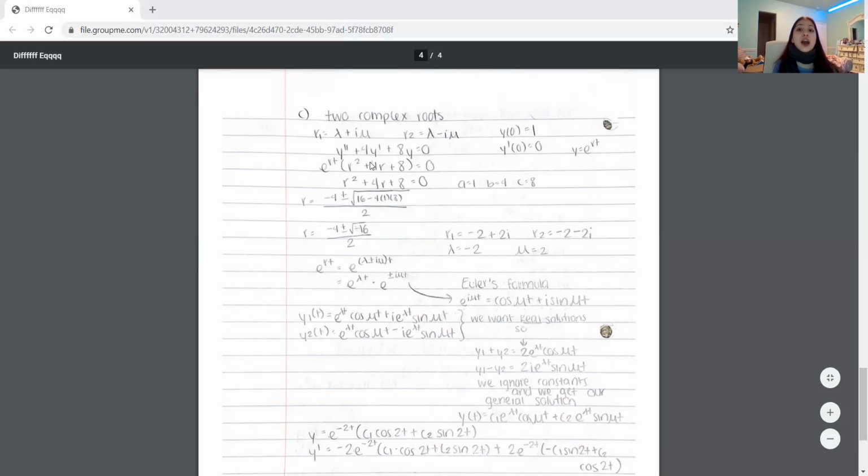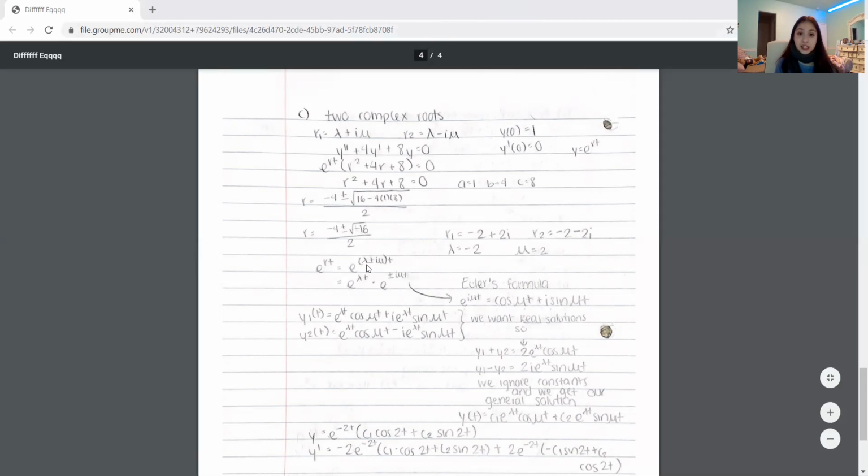We're going to plug in y equals e to the rt. We're going to then factor that out. We get our characteristic equation. And then we find the roots by using the quadratic formula. Here our roots are going to be negative 2 plus or minus 2i. So we know that lambda is equal to negative 2 and mu is equal to 2.